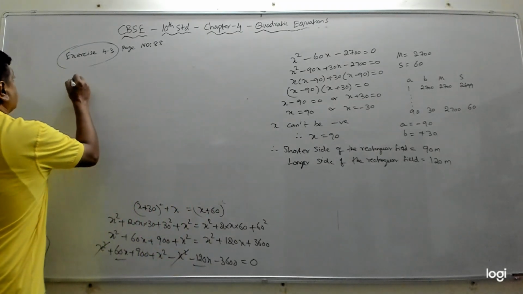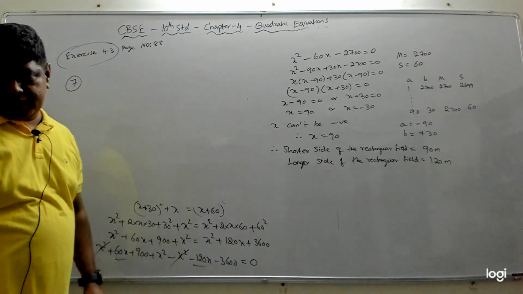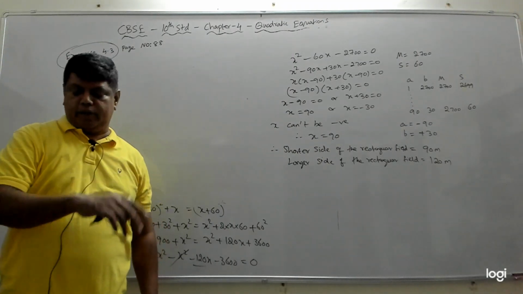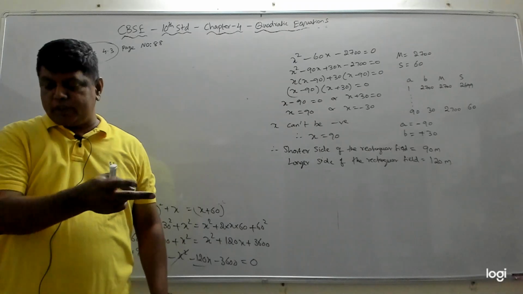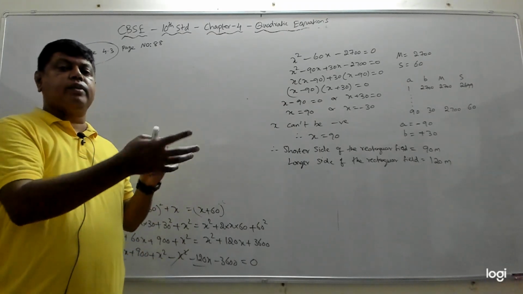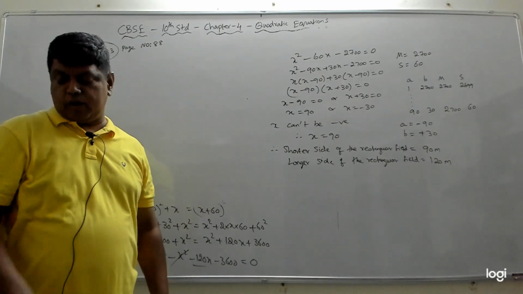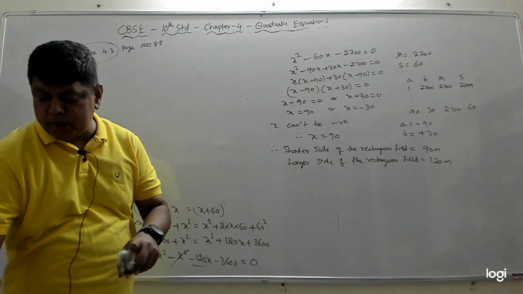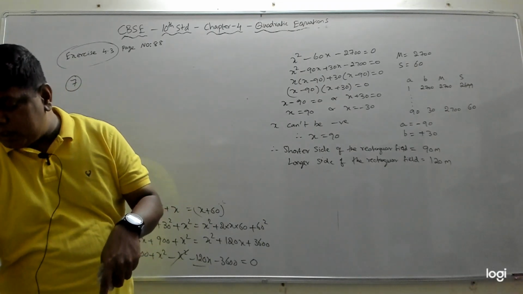problem number 7. What it says is the difference of squares of two numbers is 180. So there are two numbers, and the difference of their squares, meaning if you square them and then subtract one from the other, is equal to 180. Also, the square of the smaller number is 8 times the larger number.